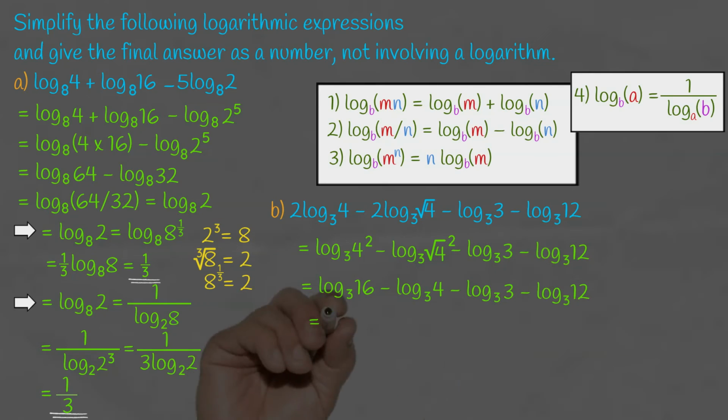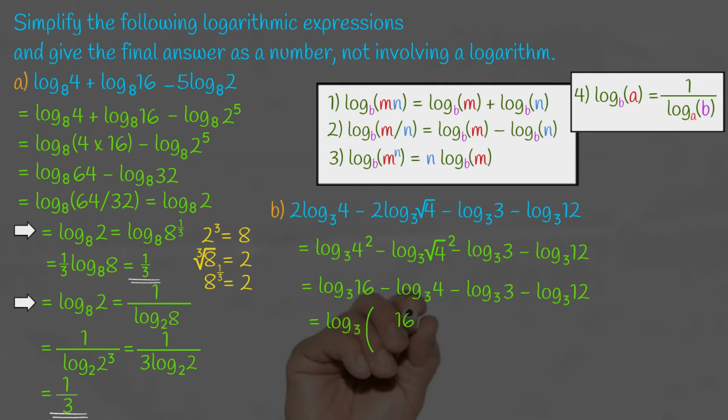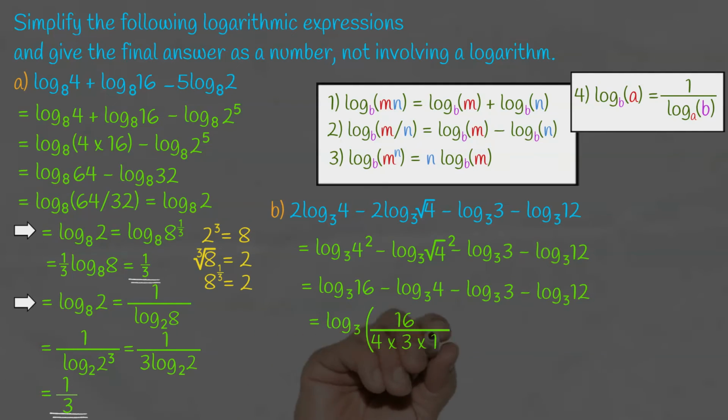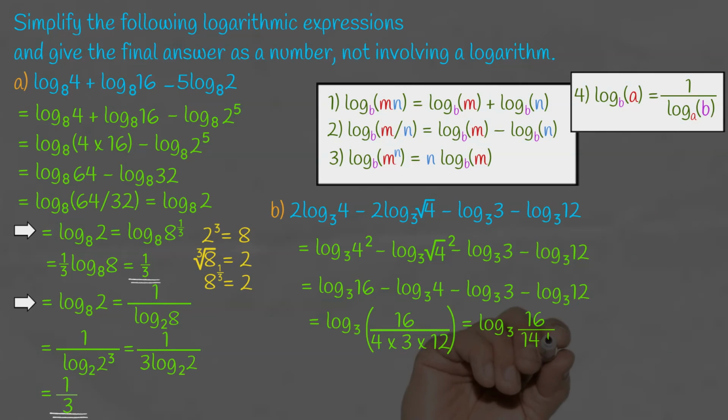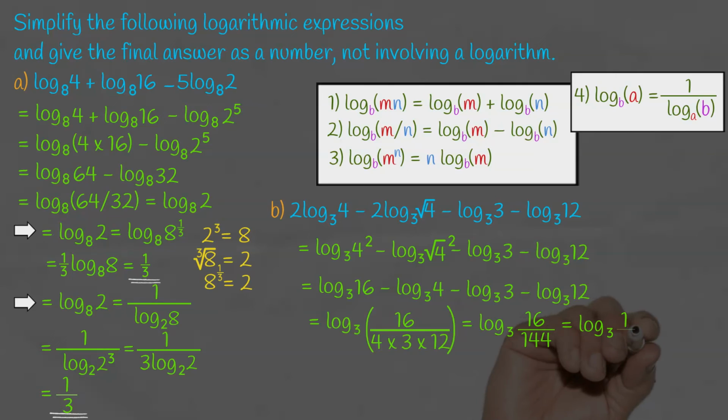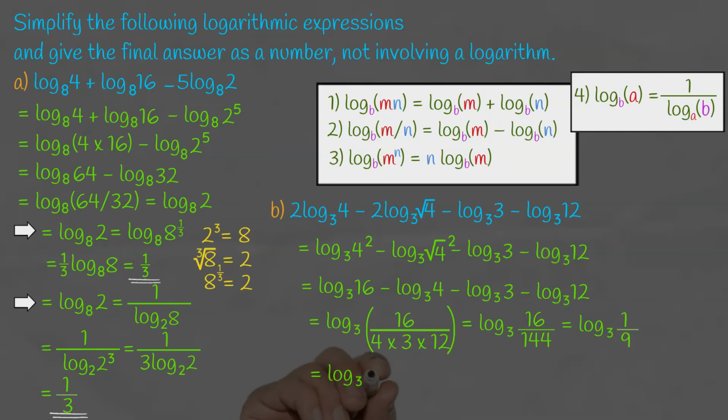And then we use rule 2 to give us log to base 3 of 16 over 4 times 3 times 12, which is 16 over 144, which is log to base 3 of 1 over 9. Now 1 over 9 is the same as writing 9 to the power minus 1. So if we write log to base 3 of 9 to the minus 1, we can then use rule 3 to move the minus 1 in front of the log, and we get minus log to base 3 of 9.